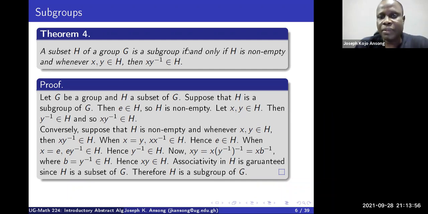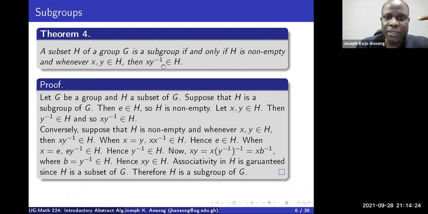So sometimes it's convenient to use this one to prove that a subset is a subgroup. But for most times, theorem 3 is used. But let's look at theorem 4. So we want to first, as we did for the other one, assume that H is a subgroup, and then show that it is non-empty, and that this is satisfied.